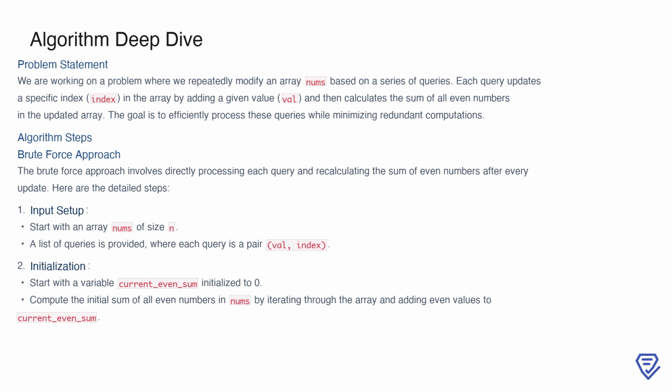Let's break down how the brute force method works. First, we set up our input, an array nums of size n and a list of queries, where each query is a pair of val and index. Then, we initialize a variable current_even_sum to 0. This variable will store the sum of all even numbers in nums. To start, we iterate through the array and add all the even numbers to current_even_sum. This gives us the baseline sum before processing any queries.